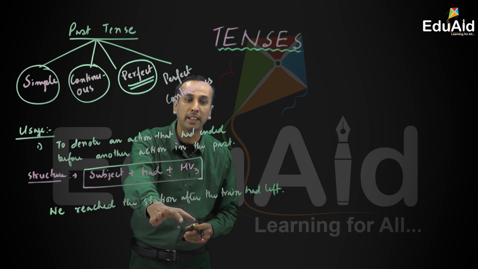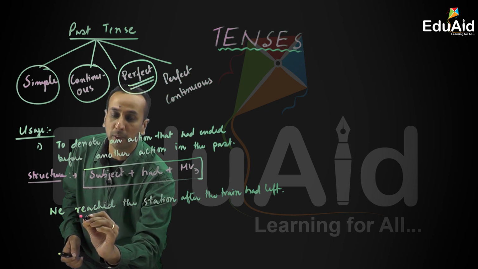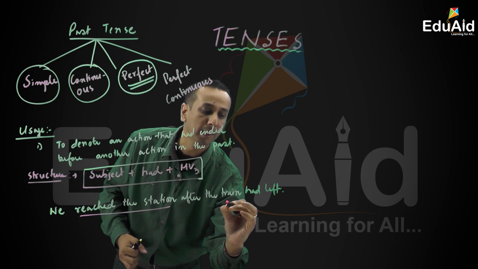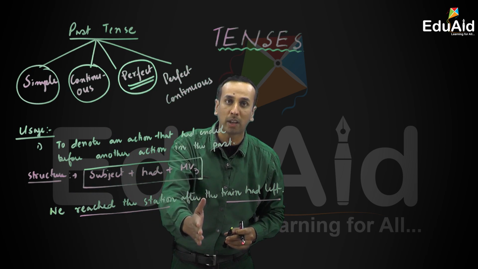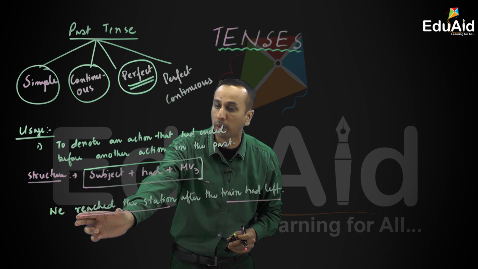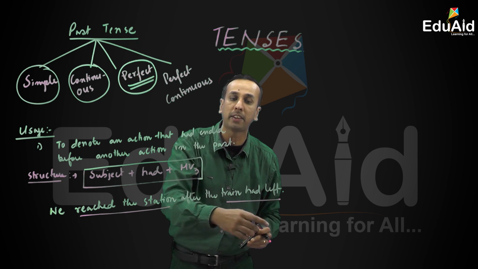Pay attention to the sentence. How many actions happened? There are two actions that have occurred. One, that you reached the station. The other, the train left. So two actions happened here. Which action happened earlier? Did you reach the station first? No, the train left first. So, we reached the station after the train had left.